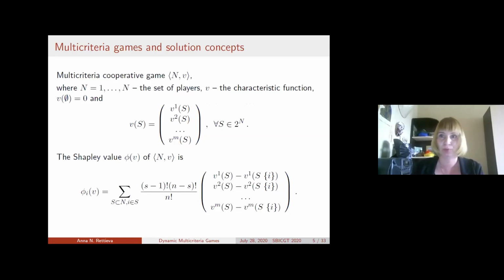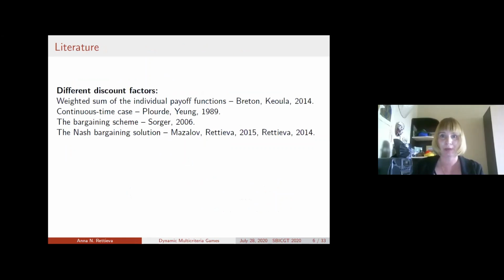So in our previous work, we presented some approaches for how to construct non-cooperative and cooperative behavior in dynamic multi-criteria games. And I will show you a little bit later. But what is most important here is that we will have an asymmetric setup of the dynamic multi-criteria game. Usually the solution concepts are presented under the assumption that the discount factors are identical.